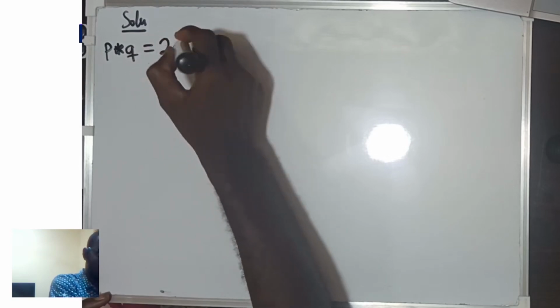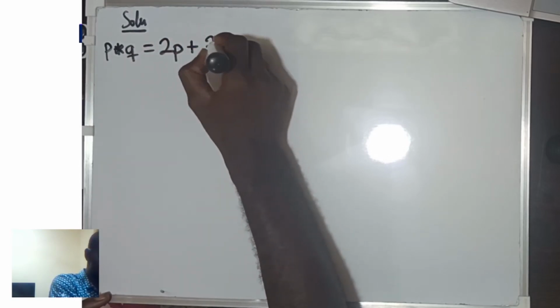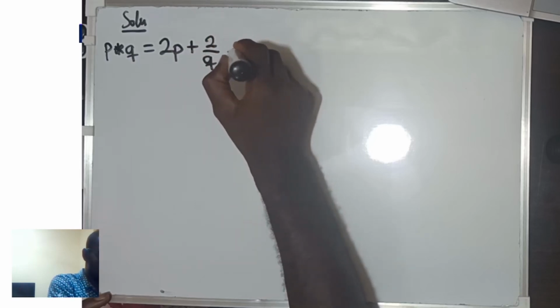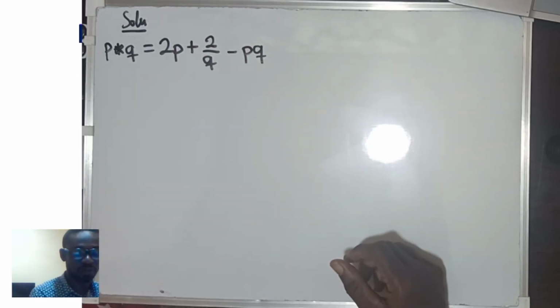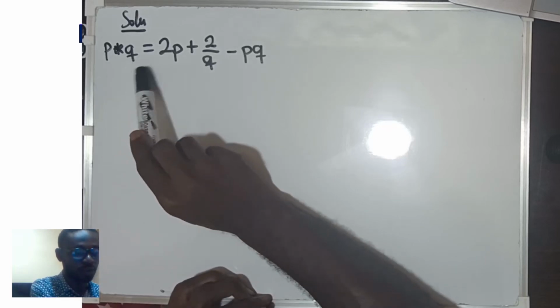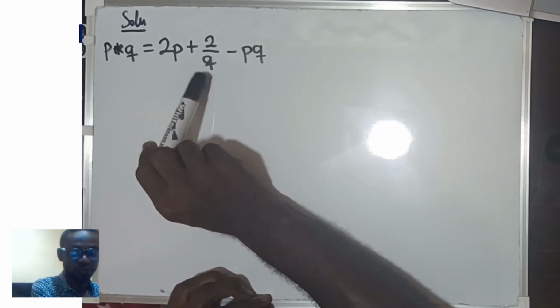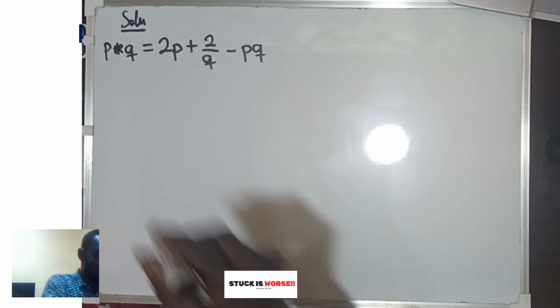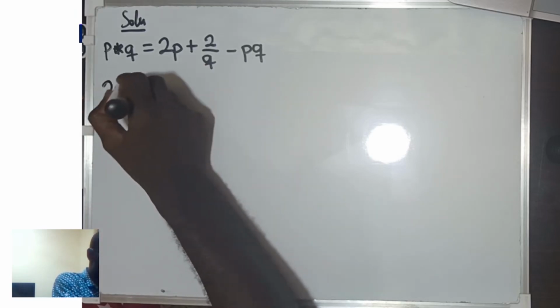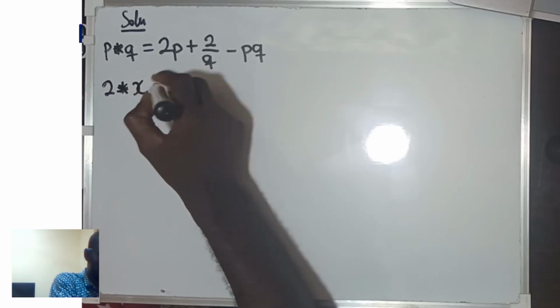So remember that we said that we always state our rule first. So our rule is that p star q equals 2p plus 2 over q minus pq. So that is the rule that has been given to us. p star q equals 2p plus 2 over q minus pq. And they are saying that 2 star x is equal to 4.